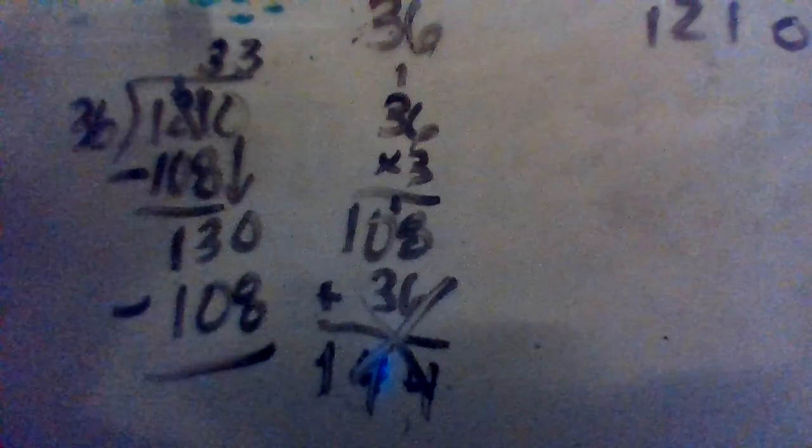And I'm going to subtract. If I have 0, I cannot take 8 away, so this becomes a 2. 10 minus 8 is 2. This was a 3. That became a 2. So I have 22 left.